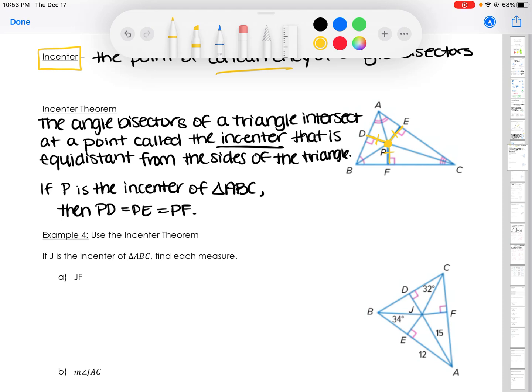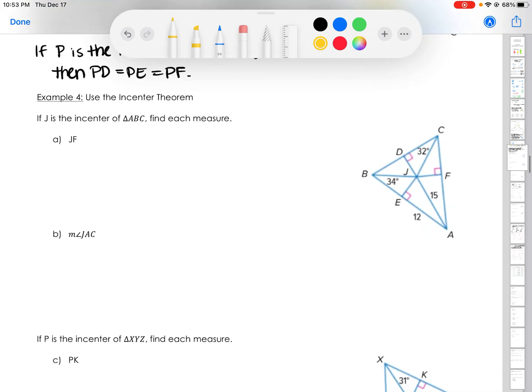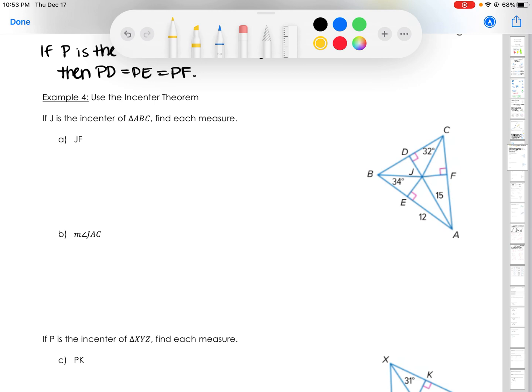And we know that is the distance between the point and that line because the shortest distance is going to make that 90-degree angle. All right, so in the next it says that if J is the incenter, so here's J, then we want to find each measure. So if J is the incenter, that means that these guys in the corners and the angles are bisectors. And that means that the 90-degree segments are going to be congruent to each other.